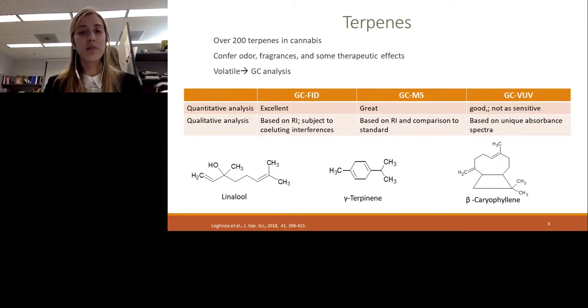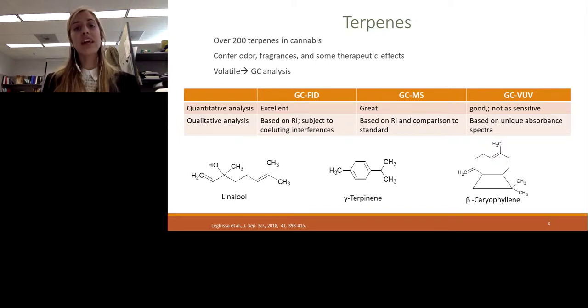So as you can see from the 3 bottom structures of 3 different terpenes, their chemical structure confers them a pretty high volatility, so they are perfectly suitable for GC analysis. And as of today, 3 different types of detector have been mainly used for the analysis and the determination of terpenes. But all of them may have pros and cons. So for instance, flame ionization detector is excellent for quantitative analysis, but is not so reliable for the qualification of terpenes because their distinction is solely based on retention indices.